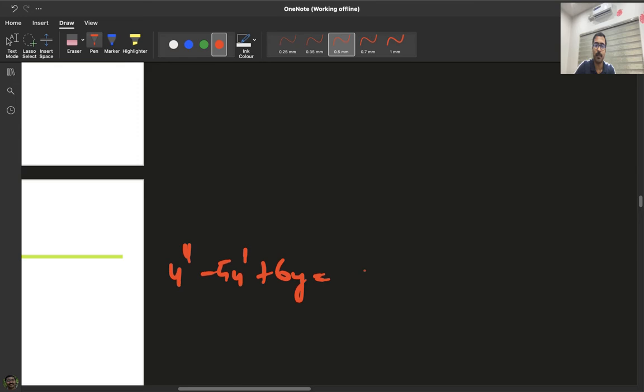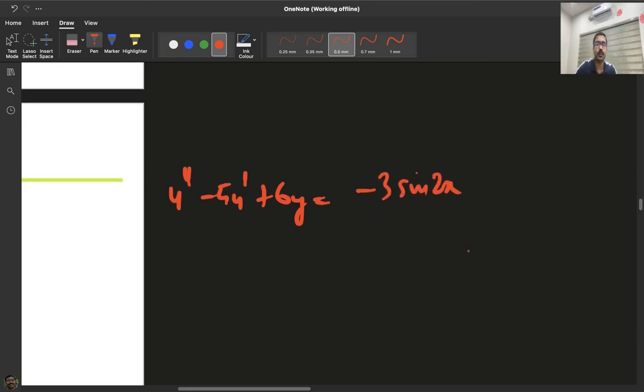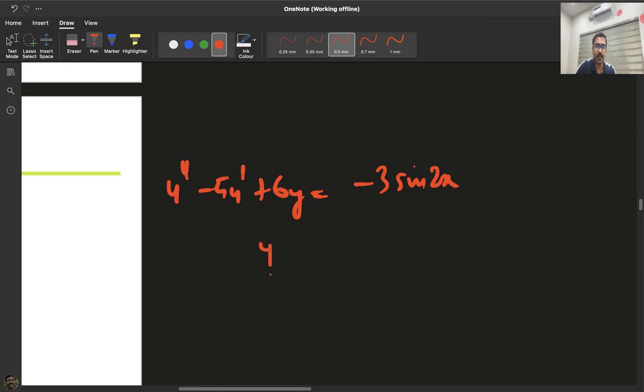Okay, is equal to minus 3 sin 2x. So as you know, a solution will contain two steps: y is equal to yh plus yp.